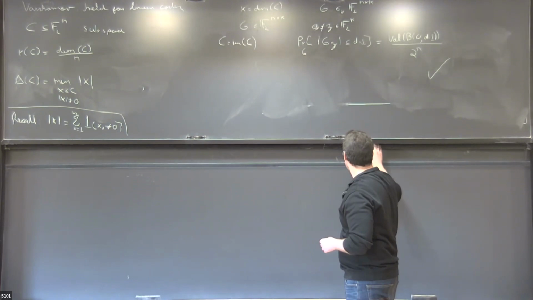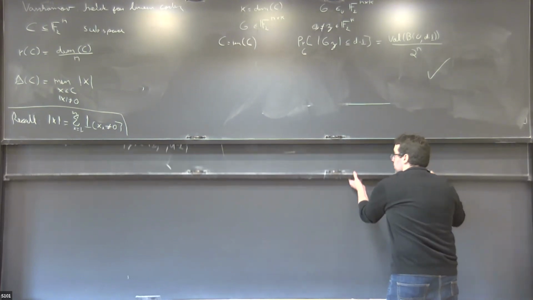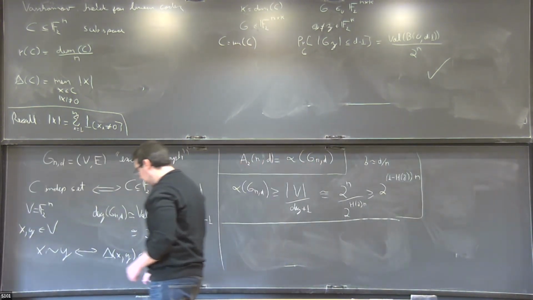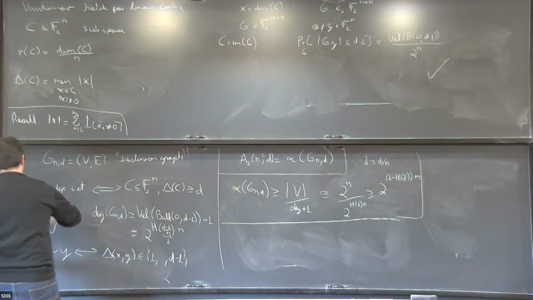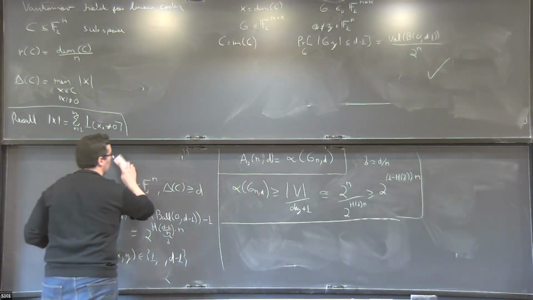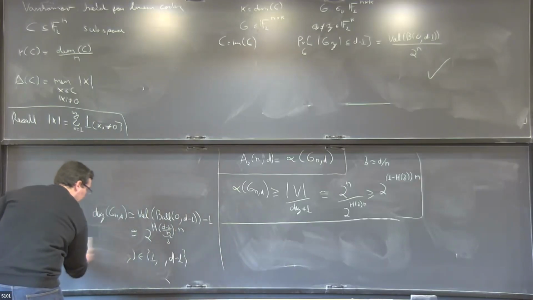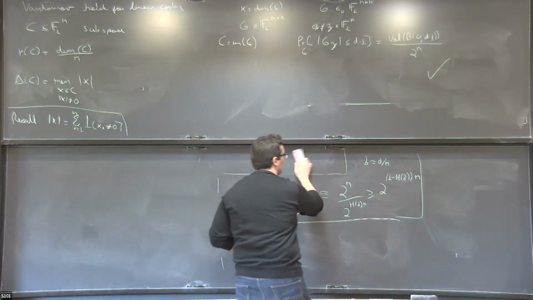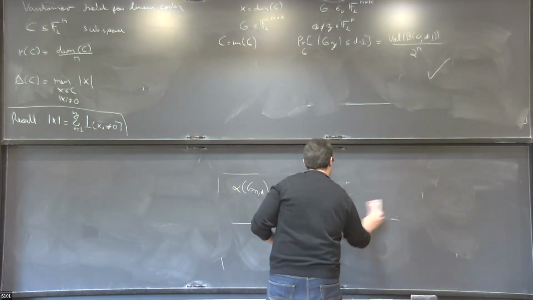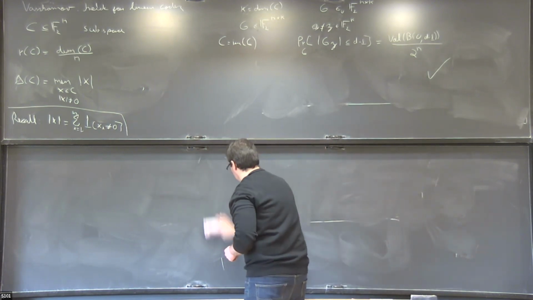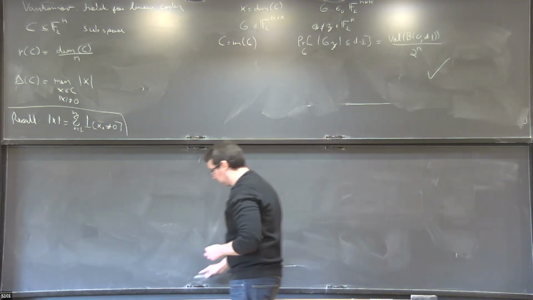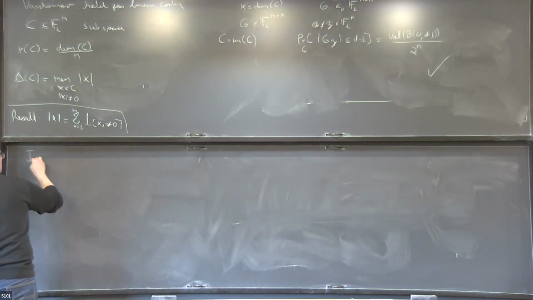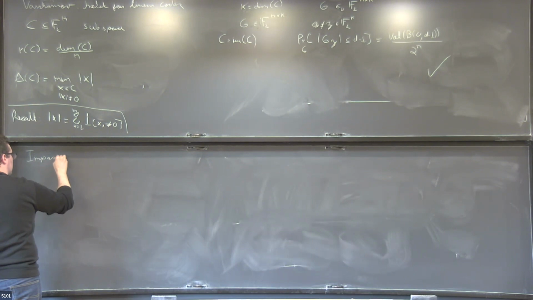Now let's move to the upper bounds. The upper bounds are going to rely on this equivalence. This quantity here is, well, at least some of them, but let's go slowly. Very good. So now let's go to the side of impossibility results.